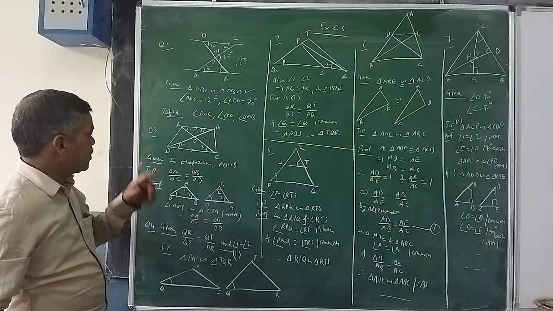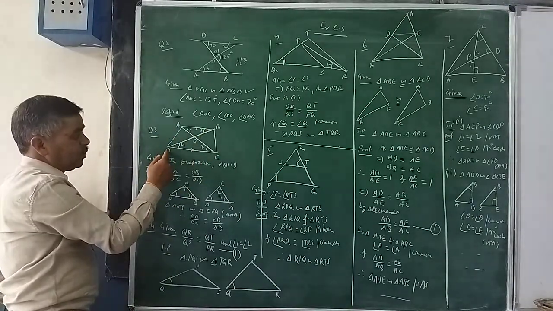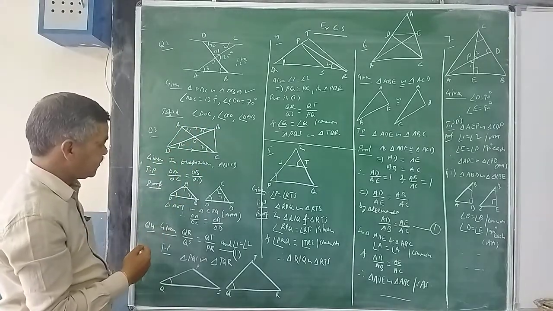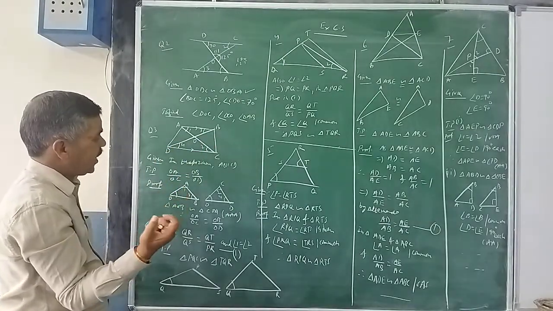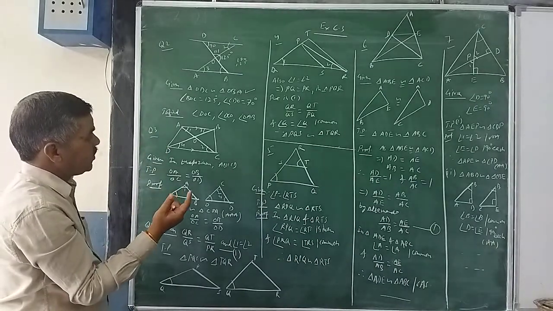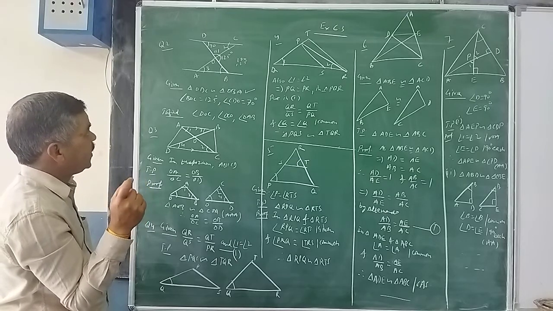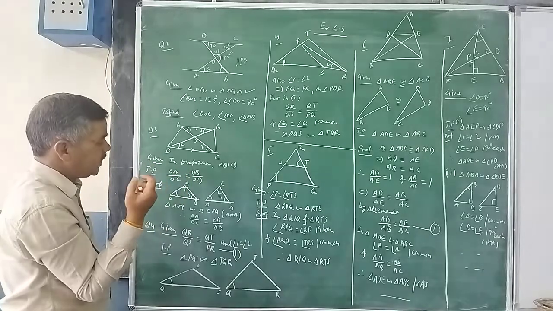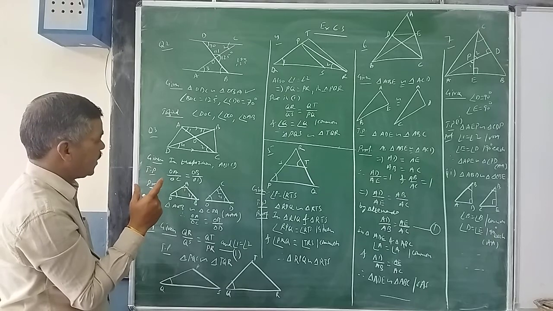Then come to question number 3. Here trapezium ABCD is given to you, where AB is parallel to CD, and you need to prove that their diagonals are in proportion. Right from exercise 1 we are doing this question. It was part of your exercise 6.2 also, where in questions number 9 and 10 we have proved it. So here, by the triangle similarity criterion, how can we prove this?